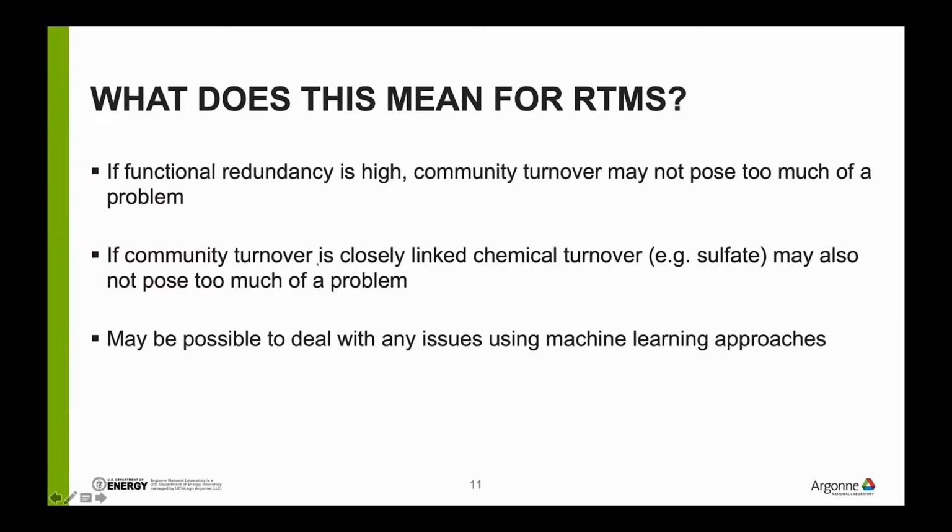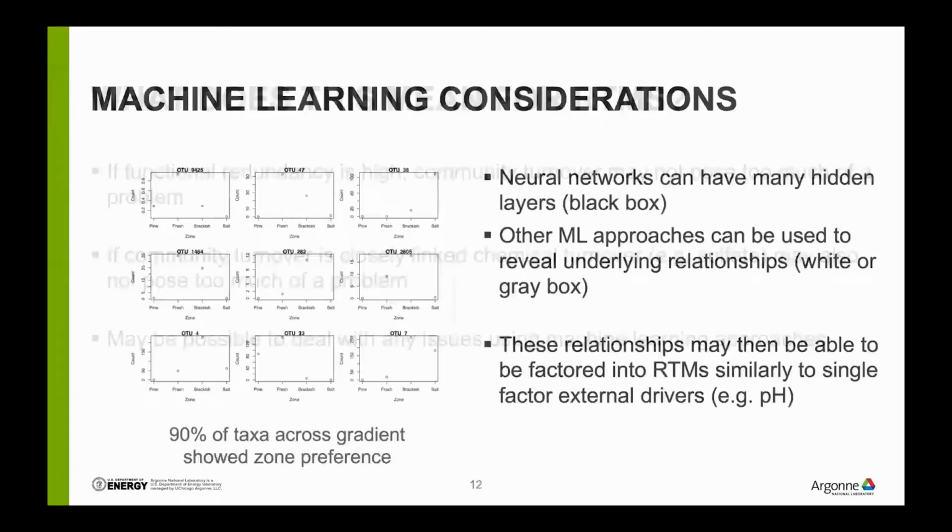But also, if the community turnover is closely linked to the chemical turnover, so for example, in a coastal system, sulfate's going to be present in seawater, but not in those freshwater sites. So if you just lose sulfate reducers where there's no sulfate, that's not really going to affect the performance of the model either. But if those aren't the case, it may also be possible to deal with this using different machine learning approaches, right?